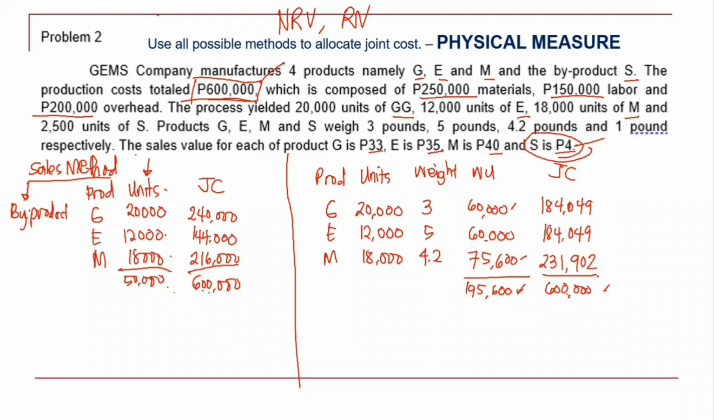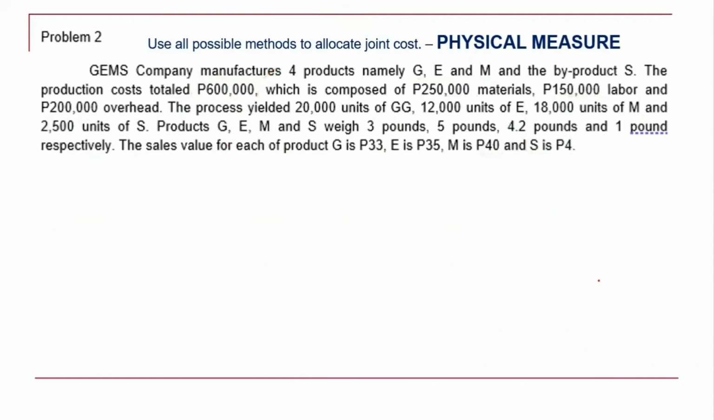Tapos, ang accounting for byproduct is using sales value method o sales method. Alright? Ayan. Paano kapag physical measure pa rin, pero production method po ang gagamitin natin for byproduct. Kapag ganyan po, alamin natin magkano ba yung sales value ng byproduct, which is si S. Di ba? Sales value niya, magkano ba per unit? 4 pesos.